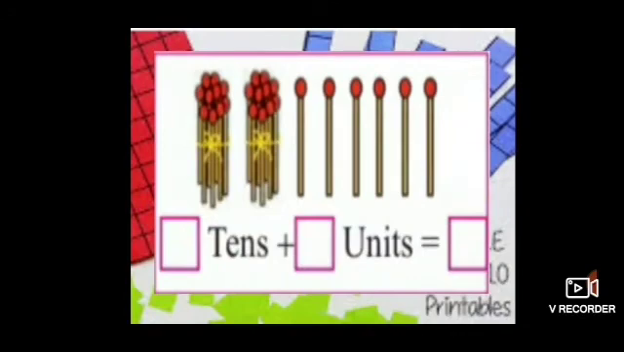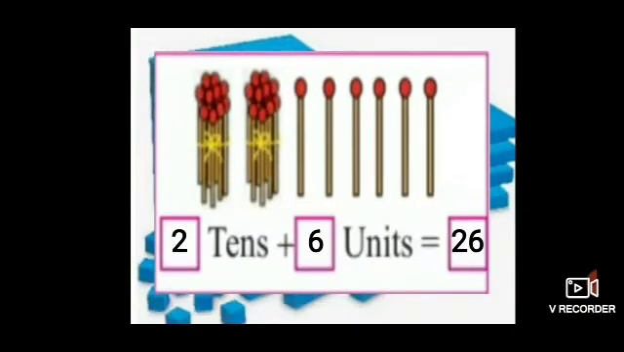Here, how many bundles can you see? And units? There are 2 tens, that is 20. And units 1, 2, 3, 4, 5, 6. So 20 plus 6 is 26.